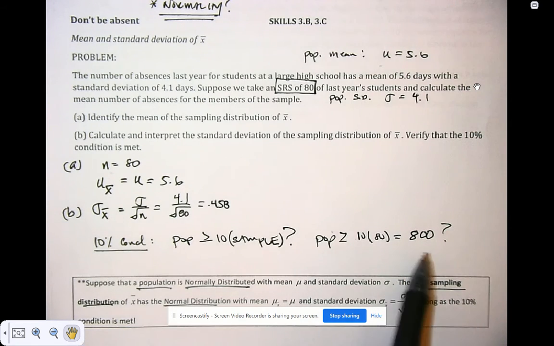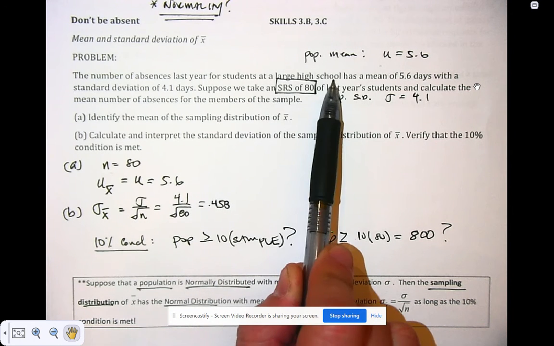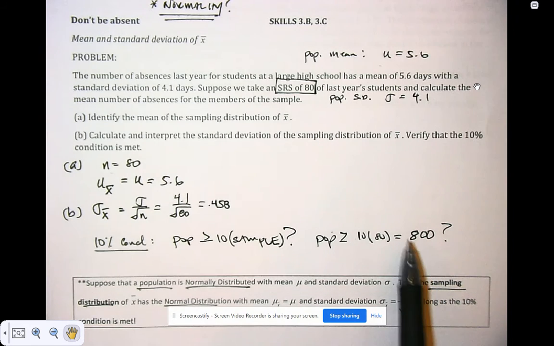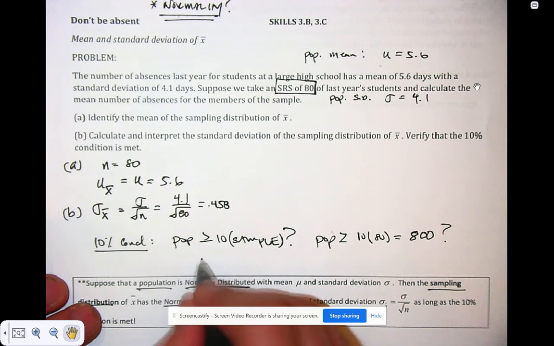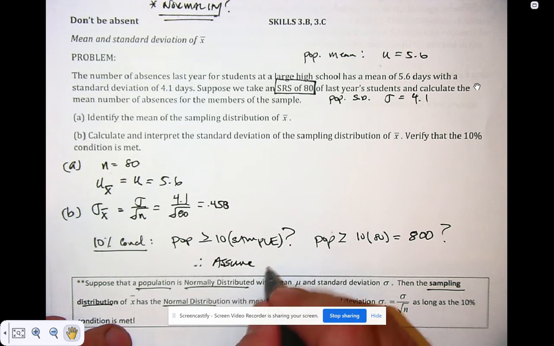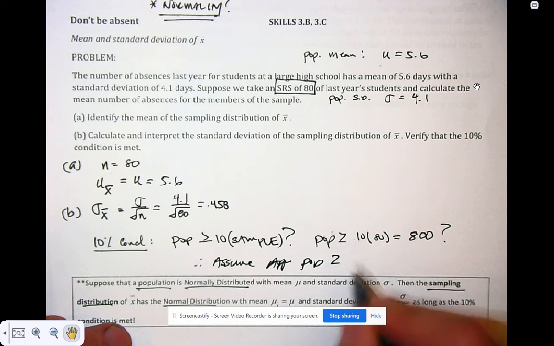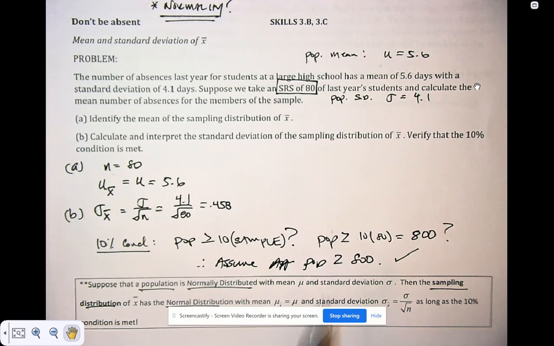And sometimes you guys, they don't tell us, hey, the population is this big. It's talking about the mean number of absences for students at a large high school. So they didn't tell us it's bigger than 800, right? But they said it's a large high school, so all we can do is assume, therefore, assume population greater than or equal to 800. Check, right? They told us it's a large high school.